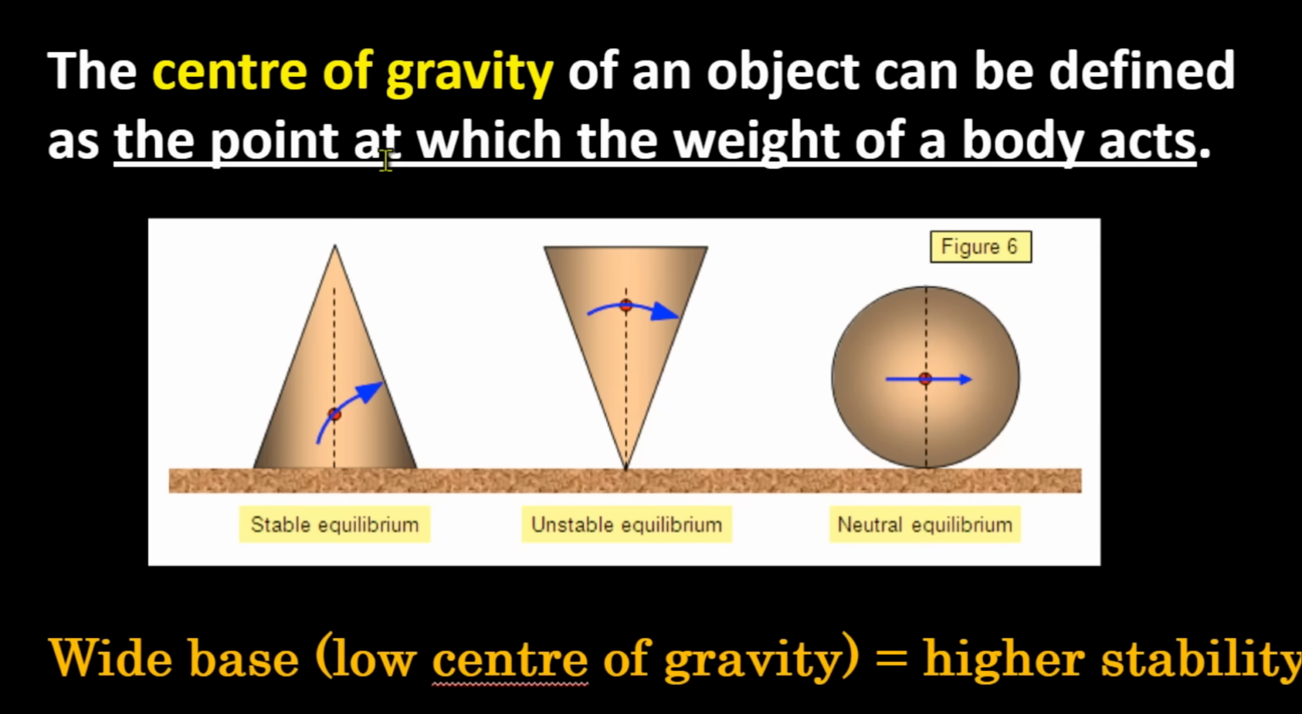The center of gravity of an object can be defined as the point at which the weight of a body acts, basically where the object will balance.